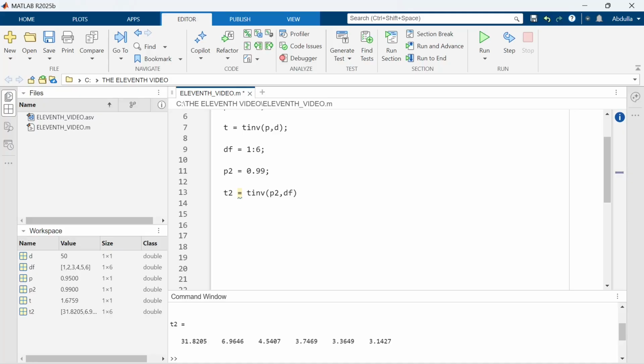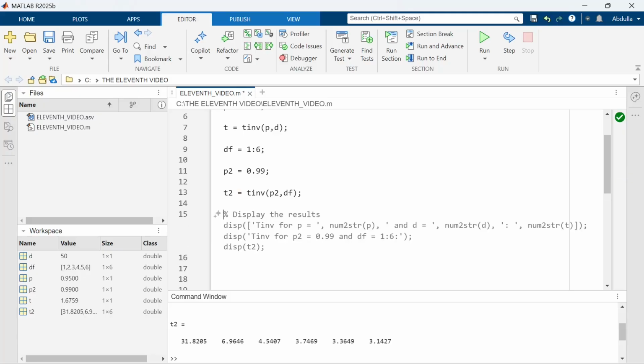MATLAB expects us to have a value for the first degree of freedom with this probability, a value for the second degree of freedom with this probability, the same for the third, fourth, fifth and sixth. So yes, if I increase the degrees of freedom, the result will be different, and the number of values will also vary depending on how many degrees of freedom I have. Okay, so let's now move forward.